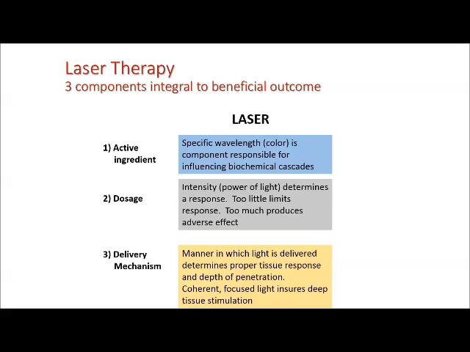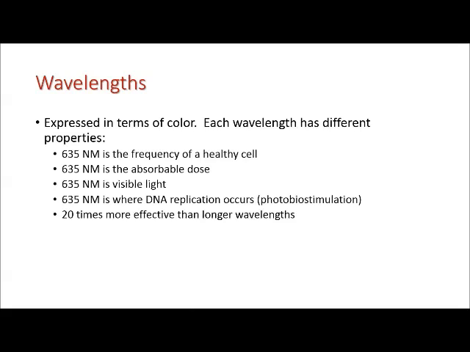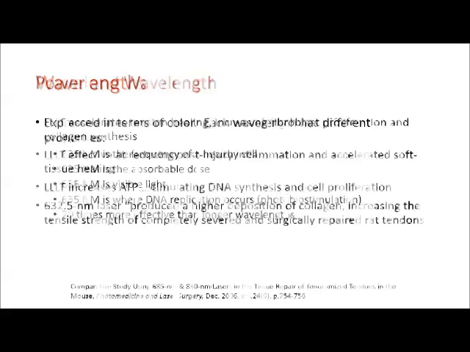And of course, the delivery mechanism. The key is coherent, focused light, ensuring appropriate tissue stimulation. 635 is the key wavelength because it's the frequency of a healthy cell, an absorbable dose. It is visible light. It is where DNA replication occurs, which is where the word photobiostimulation comes from, and it's 20 times more effective than longer wavelengths.